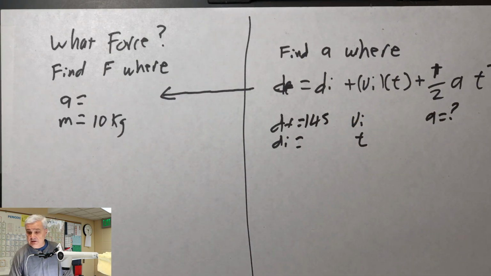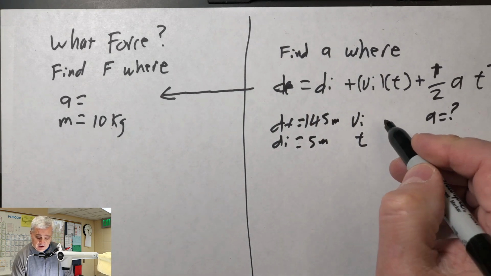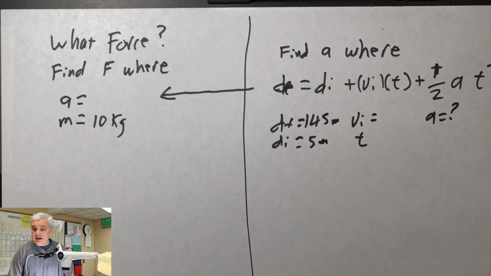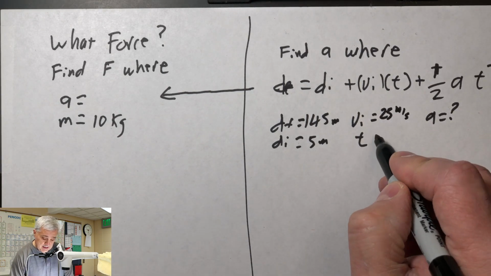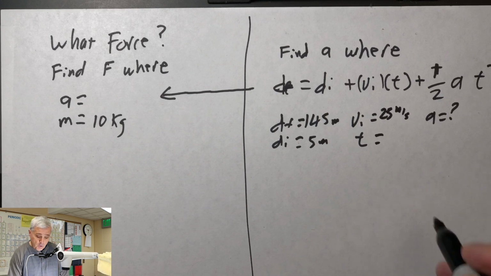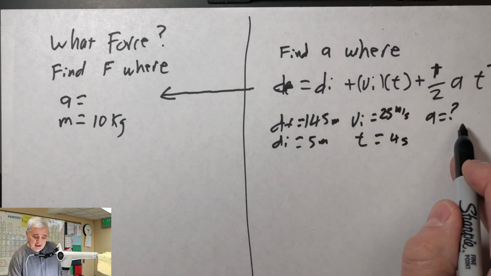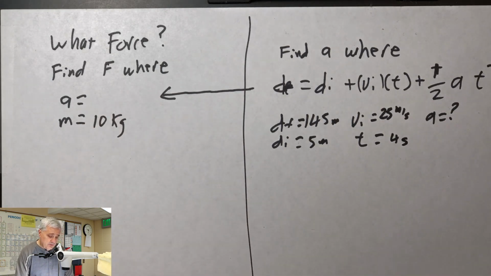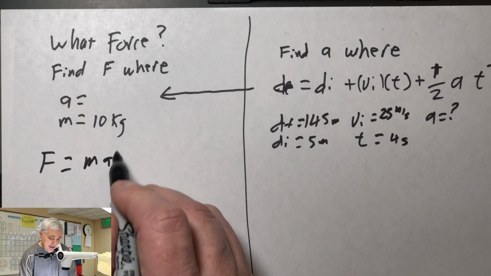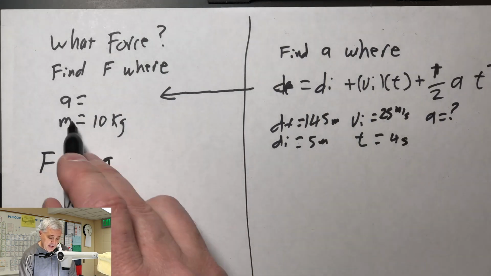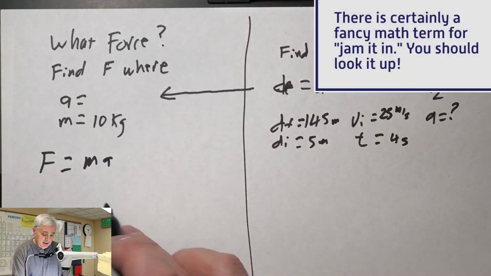The initial distance is 5 meters. The initial velocity, looking for something like meters per second, is 25 meters per second. Time, 4 seconds. A is what we're looking for. Once we find A, we're going to jam it into the equation over here, which is F equals ma. We're looking for F, and we've got an m, so we're going to be looking for that A so we can jam it into this equation.